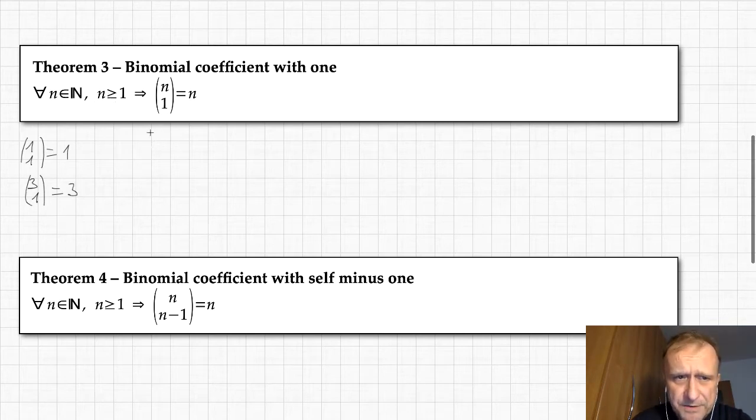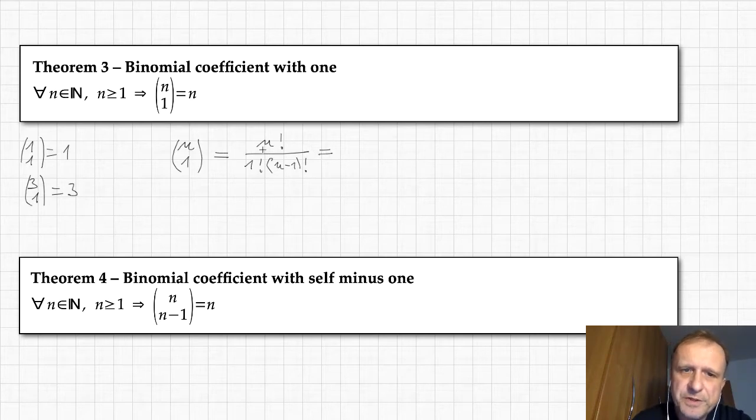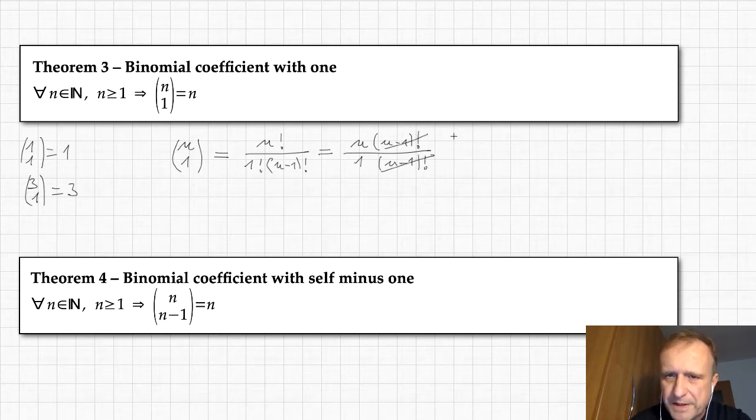Now, to prove it, let us use the definition of the binomial coefficient again. According to the definition, it's n factorial over 1 factorial times n minus 1 factorial. But now you can capitalize on the recursive definition of the factorial. n factorial is nothing else than n times n minus 1 factorial divided by 1 factorial, which is just 1, times n minus 1 factorial. And you see these two cancel out. So we have n over 1, which is just n. This is the proof of the fact that n choose 1 is always n.